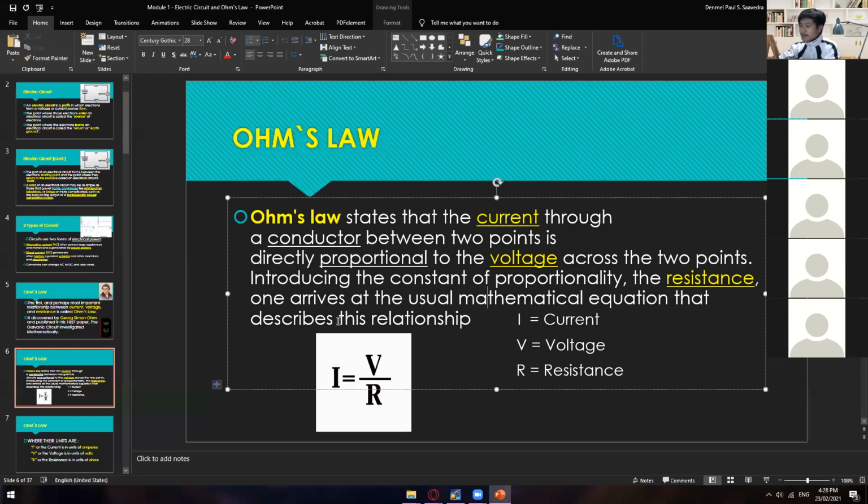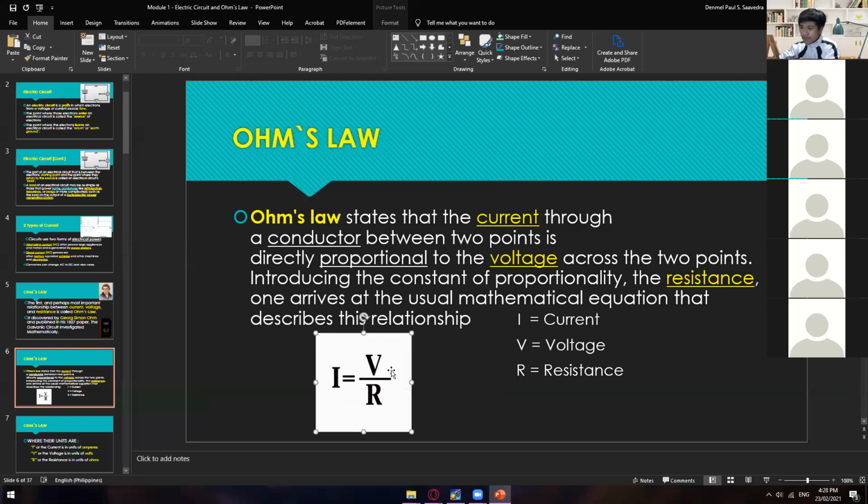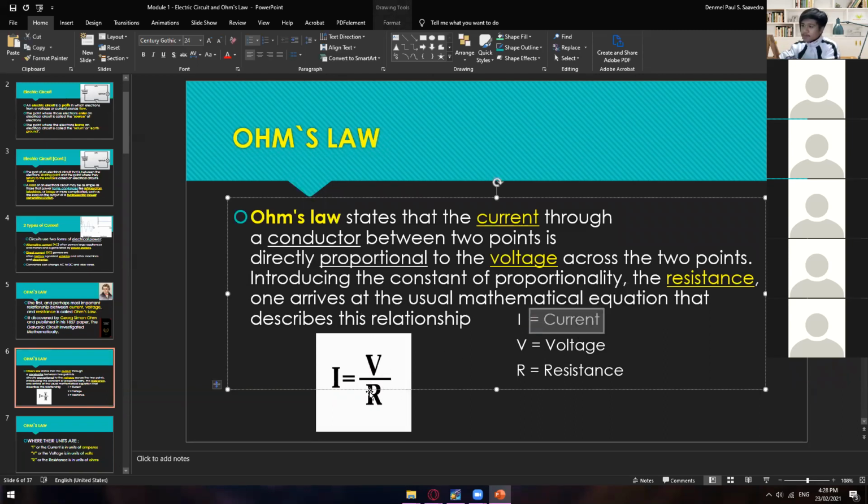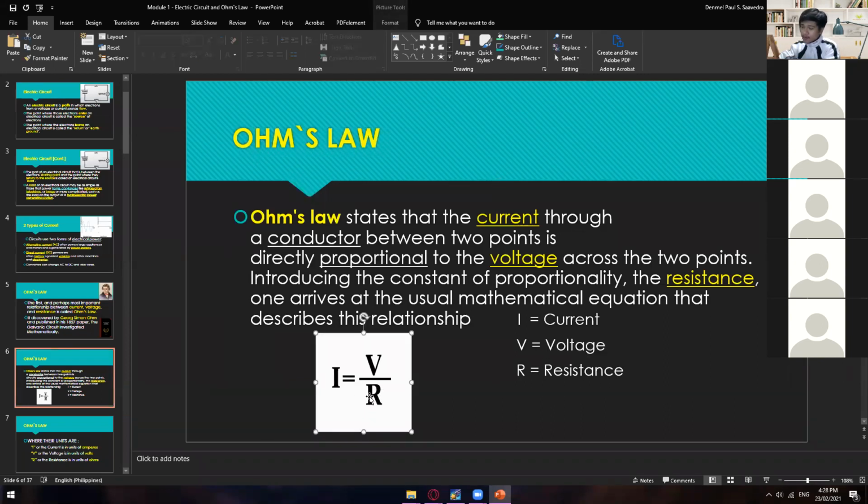As you can see, this relationship is described with this formula. We have a lot of forms of this formula. It could be I is equal to voltage divided by resistance, where I is your current, V is your voltage, and R is your resistance. Just transfer this R or cross multiply, then you will get the other formula, which is V is equal to I times R. If you want to get the R, just interchange those two. So R is equal to V divided by I. You can get any of those variables as long as there is only one missing variable.